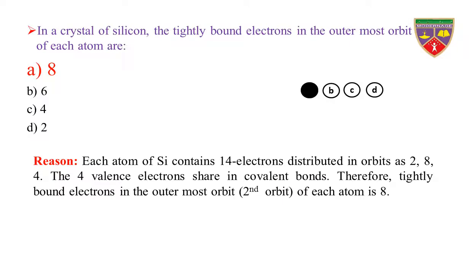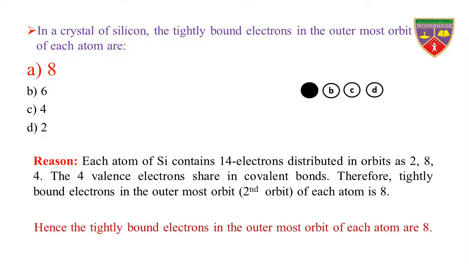Reason. Each atom of silicon contains 14 electrons distributed in orbits as 2, 8, 4. The 4 valence electrons share in covalent bonds. Therefore, tightly bound electrons in the outermost orbit, which is second orbit of each atom, is 8. Hence, the tightly bound electrons in the outermost orbit of each atom are 8.